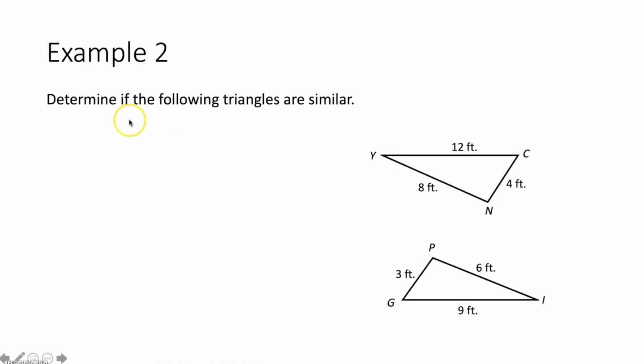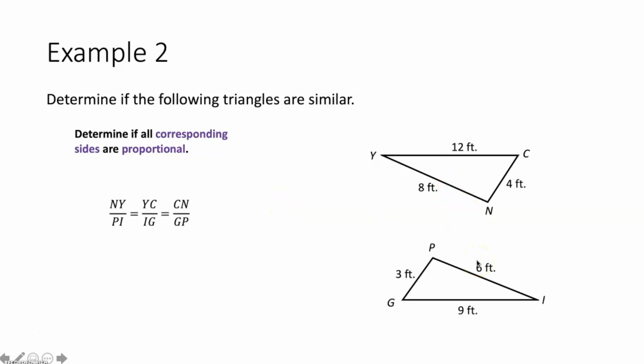Now example 2 says determine if the following triangles are similar. So this time we are given all three sides in one triangle and all three sides in another triangle. So it's looking like we're going to have to show that these two triangles are similar by the side-side-side similarity theorem. Well, how does that work? Well, we just have to show that all three pairs of corresponding sides in each of these triangles are proportional. So we're going to set up an extended proportion using all three pairs of corresponding sides.